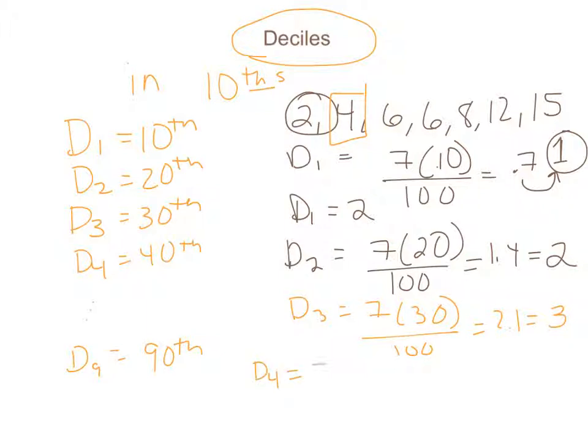D4, 7 times 40, is 2.8, round up to the third number. So in this case, 6 represents both the 30th and the 40th percentile. And that's what happens when your sets are really small. You only have 7 numbers. You can't assign one number to each of these 9 spots. You only have 7 numbers. So that's an important thing to keep in mind.